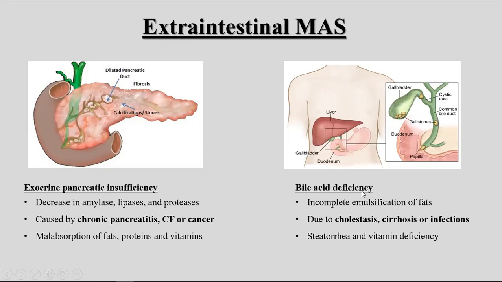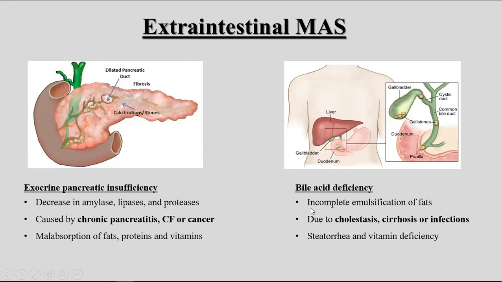You can also have bile acid deficiency, which is again always because of some underlying pathology. So it's because of cholestasis. Cholestasis can be because of gallstones, so you have some kind of gallstones, so the bile isn't moving down. Cirrhosis, which is causing compression of the bile ducts, or infections, some kind of cholangitis, primary sclerosing cholangitis, for example.